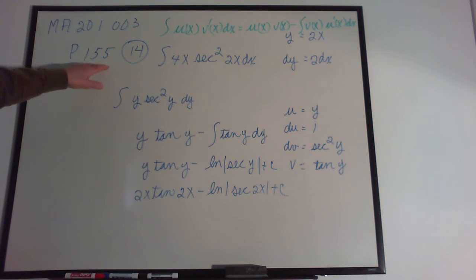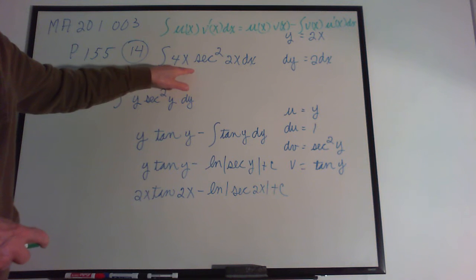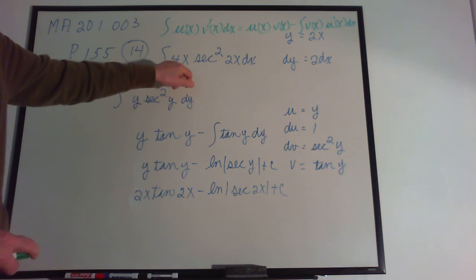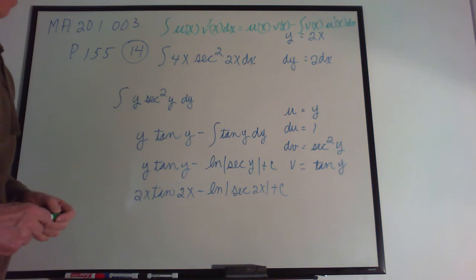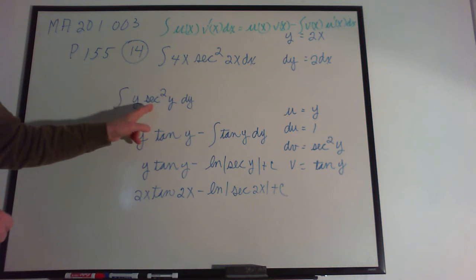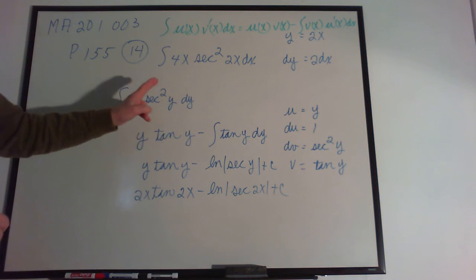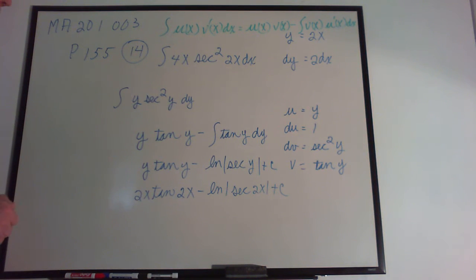This is page 155, problem number 14. The first thing you want to do with this is integration by parts, but first simplify it by substituting y for 2x. Therefore dy will equal 2 dx. Substitute that back in, you get y secant squared y dy. y is 2x, dy is equal to 2 dx, so this takes care of the missing 2 there.